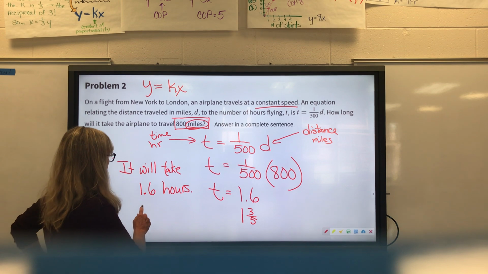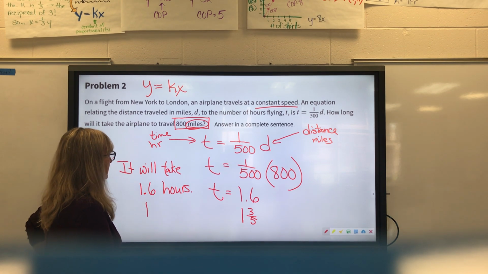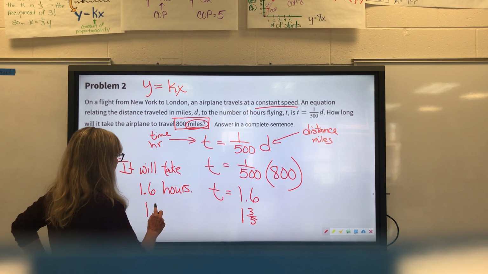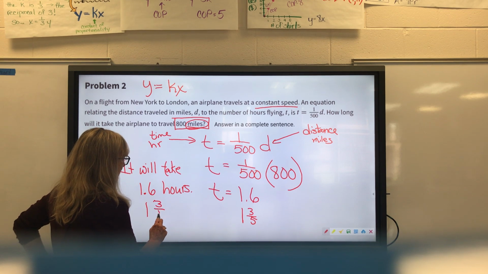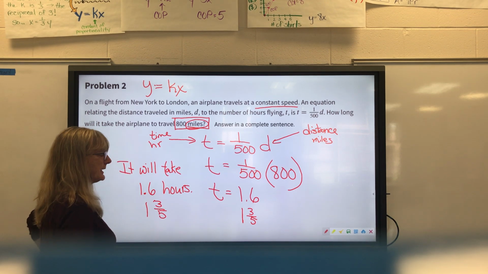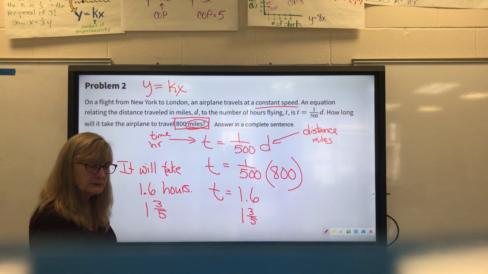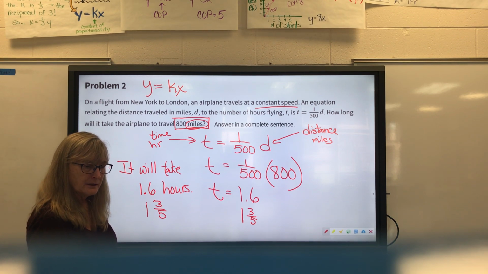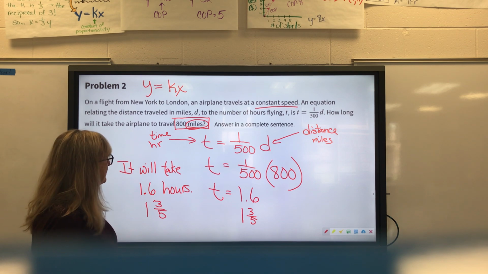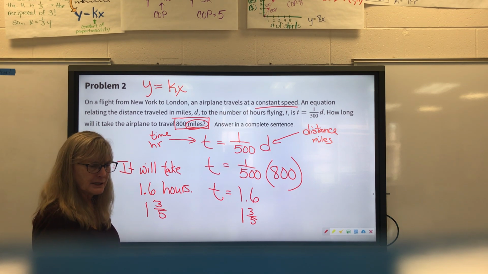If we want, could we add airplane? Like it'll take the airplane. Yeah. I'm just showing you the bare minimum that you need. Or you can say 1 3/5 hours. Okay. Does it matter? It doesn't matter which one you put. I think I put both answers in there as possible answers.